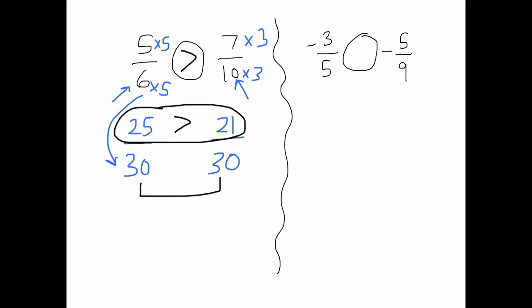Take a look at one more example. -3/5 and -5/9. They're both negative. So I'm looking for the one that's a smaller negative or the one that's closer to 0. But it's hard to compare a fraction with the denominator of 5 to a fraction with a denominator of 9. So I'm going to look for a common multiple of 5 and 9. Where do 5 and 9 meet? Well, it happens to be 5 times 9, or 45. They can both become 45.